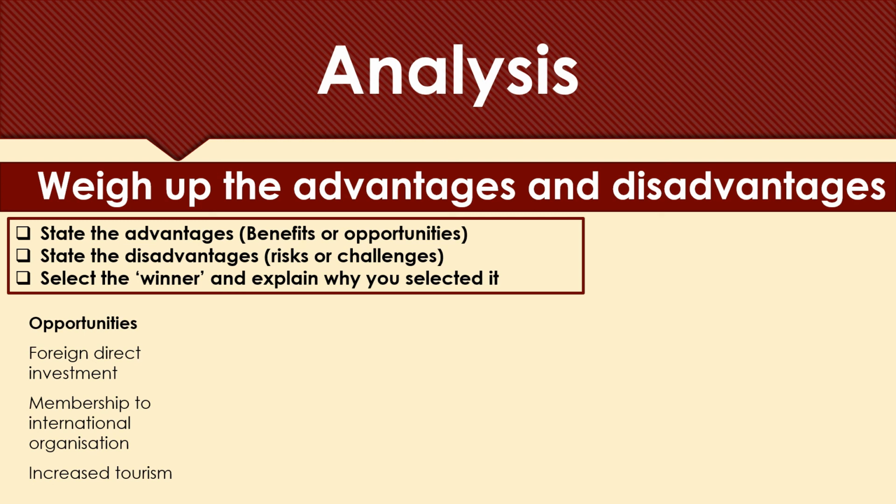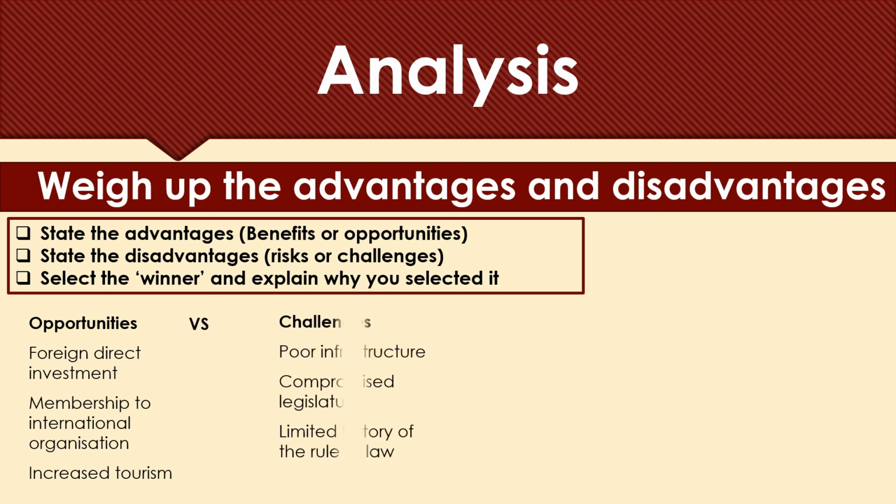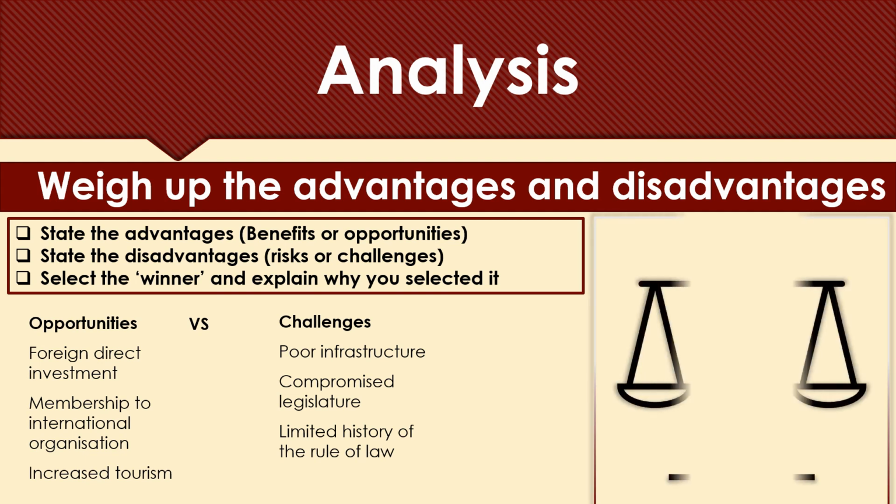So we have here an example of the opportunities versus the challenges. And the student will weigh up the opportunities. They'll explain each of the opportunities and explain each of the challenges and come out with a winner. So it's almost like a scale. Whichever weighs heavily, whichever outweighs the other, is the one that is selected.